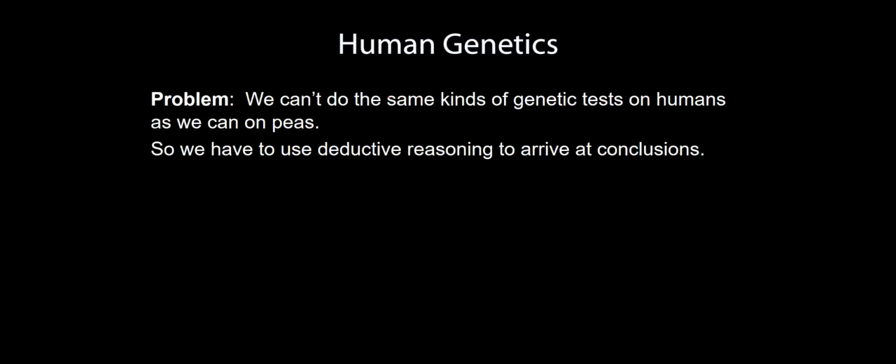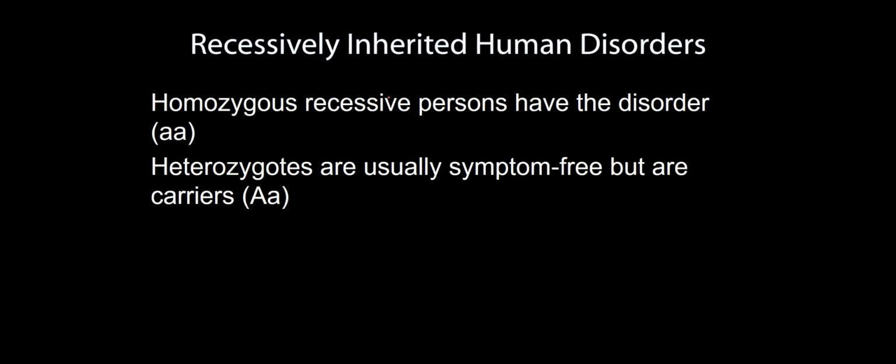All right, on to human genetics. The problem with human genetics is that we can't do the same kinds of genetic tests on humans as we can in model organisms like peas or fruit flies or any other of a number of model organisms we use in genetic research. And so instead, we have to use the powers of deductive reasoning to arrive at conclusions. So human genetics is an observational science, not an experimental science.